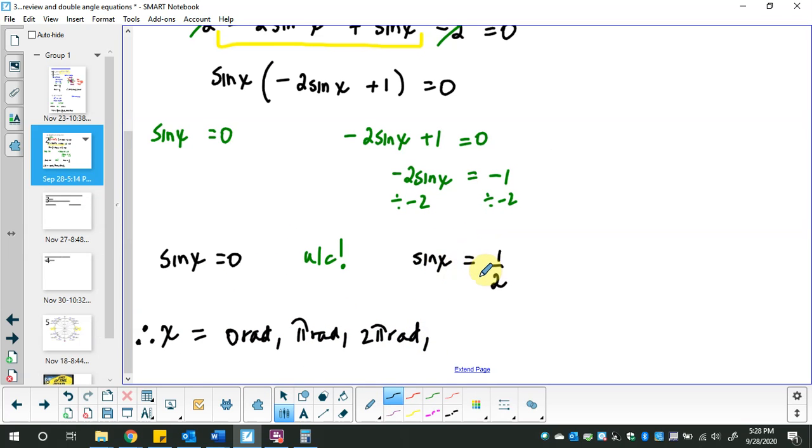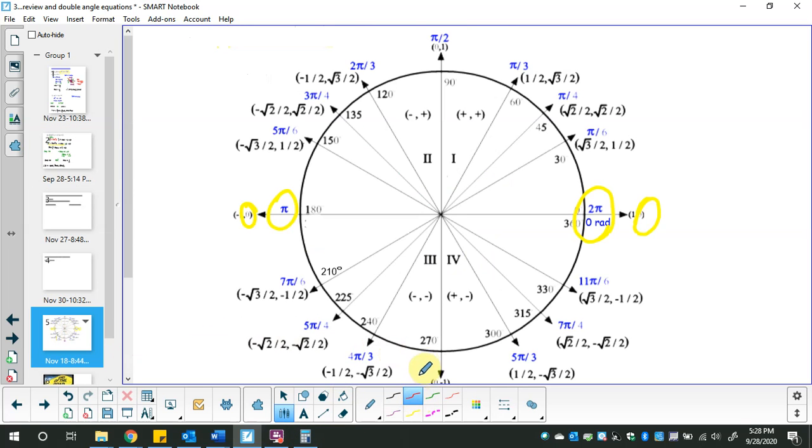So sine x is equal to a half. So I have to go back to my unit circle and find all the places where sine, the second one, is equal to a half. So I get to also list pi over 6 radians and 5 pi over 6 radians. Remember, negative a half is not good enough. So pi over 6, 5 pi over 6.